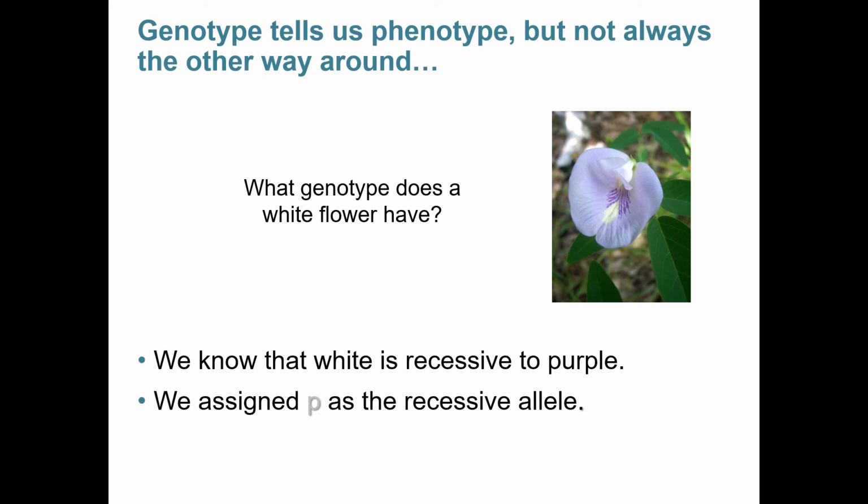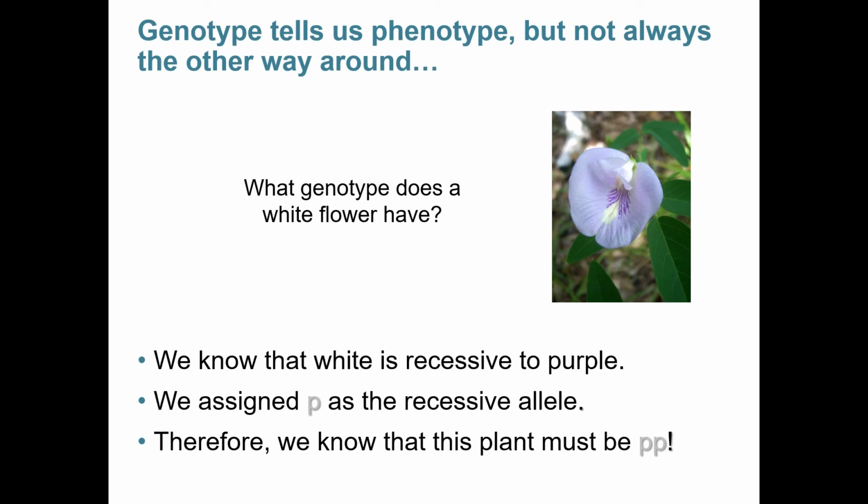Well, we know that the white flower is recessive to purple, and we assigned a little p to the flower. We also know that the only way to be white is to have two copies of the recessive allele, so we do know that this plant has to be little p, little p.